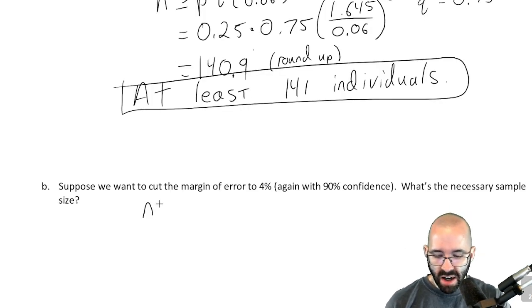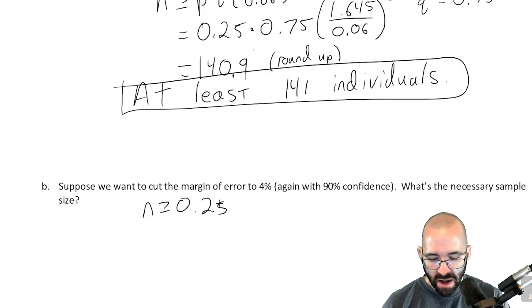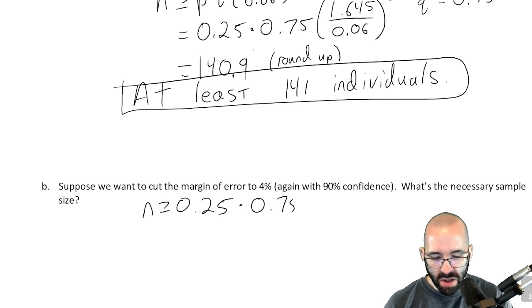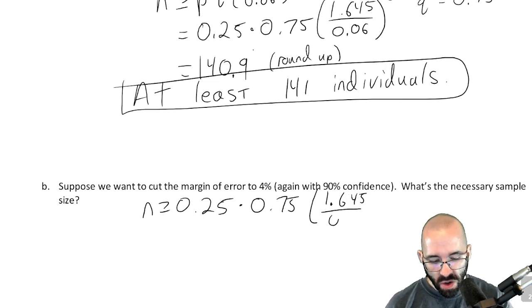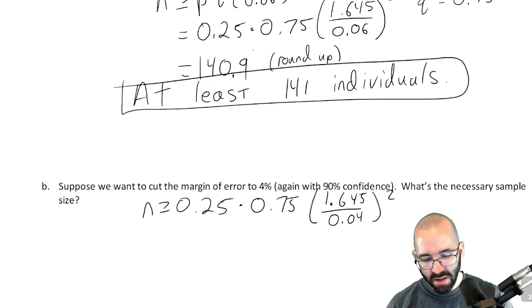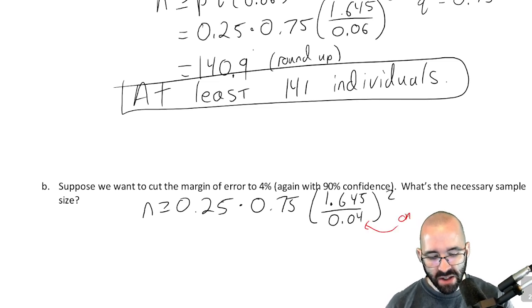So we use almost the exact same formula. 0.25, still the same. 0.75, still the same. 1.645, same confidence level. The only thing that's different is the margin of error. It's now 4%. That's the only difference here.